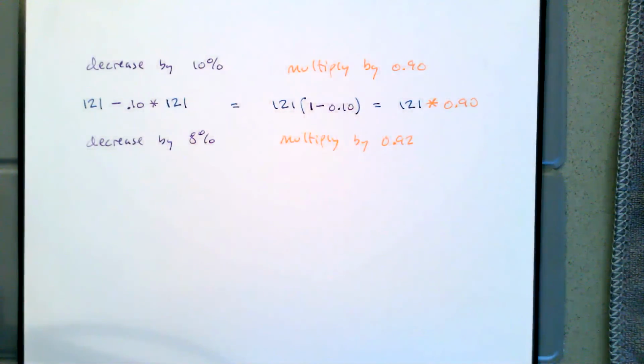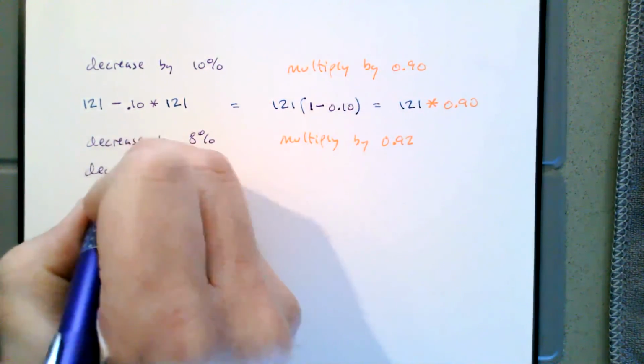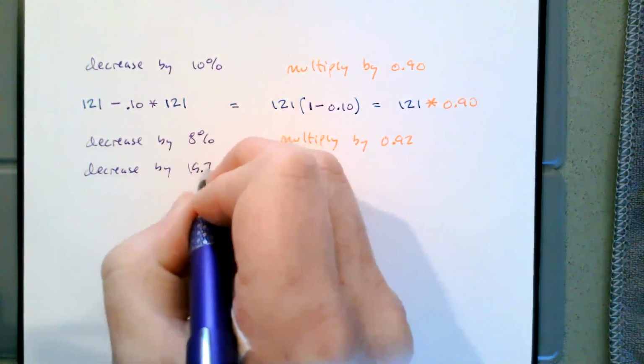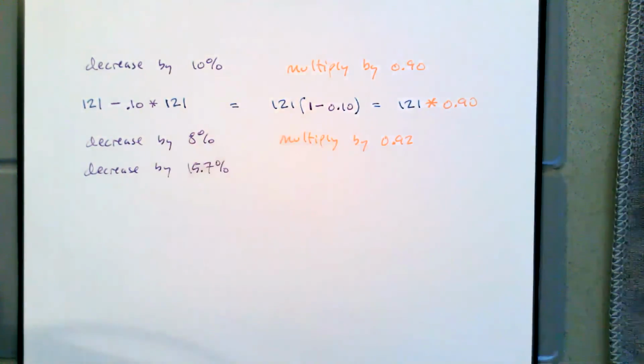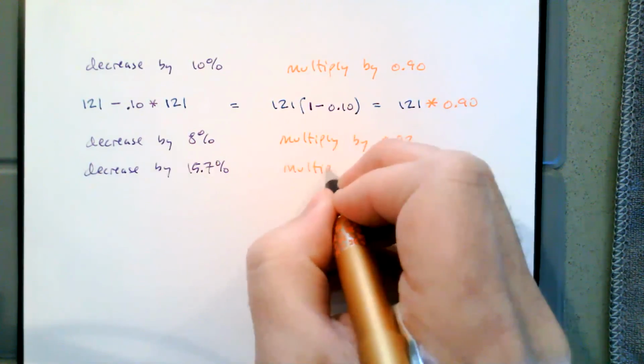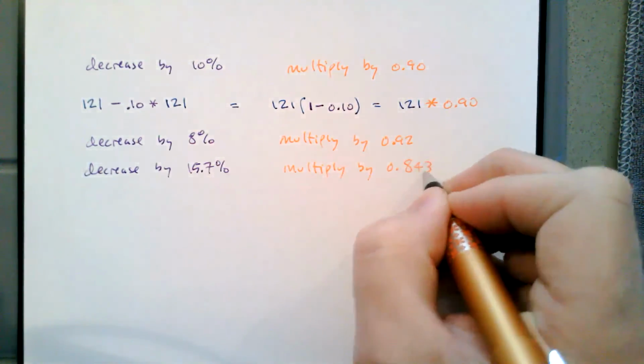Kind of think about what we're keeping. If we're subtracting 8%, we're keeping 92%. If we decrease by 15.7%, if we're subtracting 15.7%, we're keeping 84.3%. So we'll multiply by 0.843.